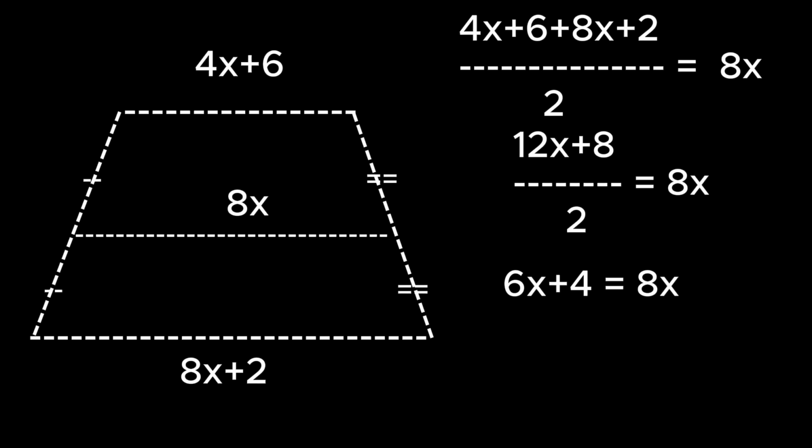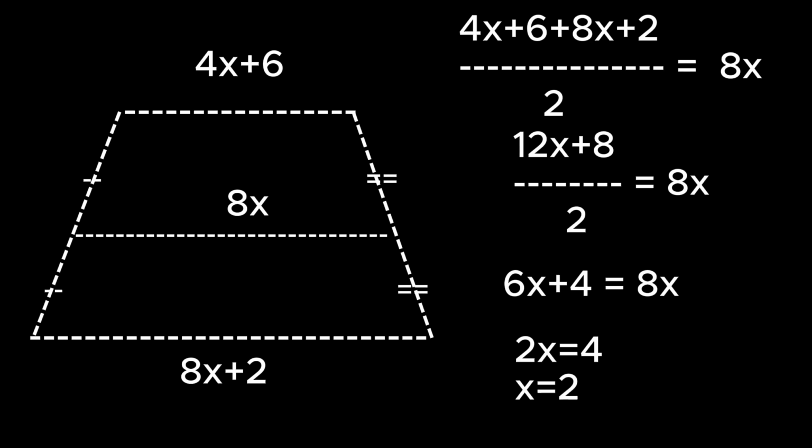And what you want to do now is isolate the variable, so you want to get x alone. This is why you have to subtract 6x from both sides, to get rid of the x from one of the sides. And you're going to get 2x equals 4, and x is just going to be 2.